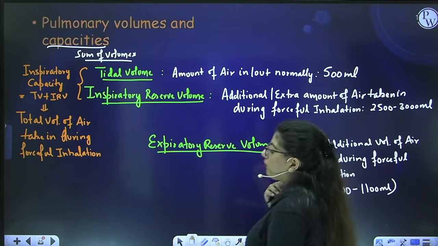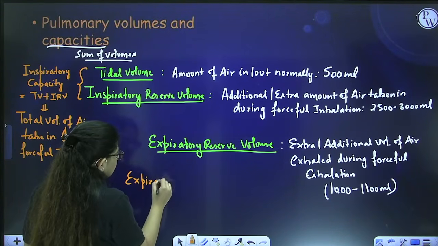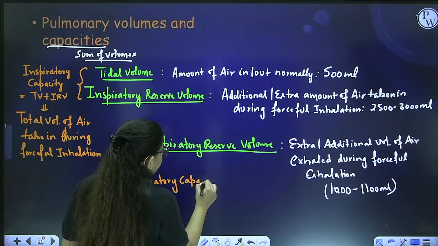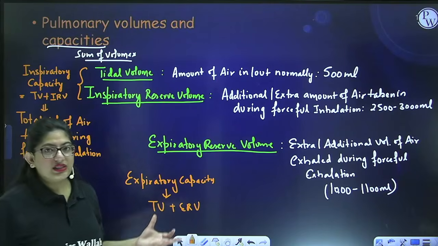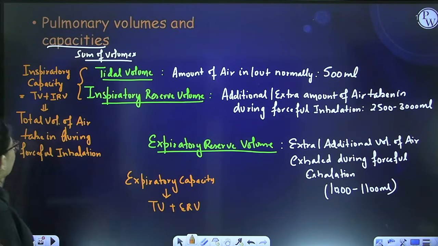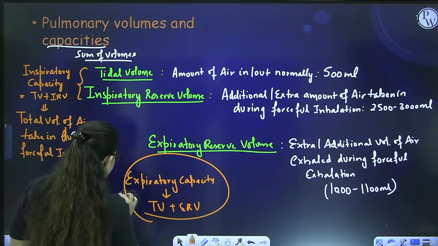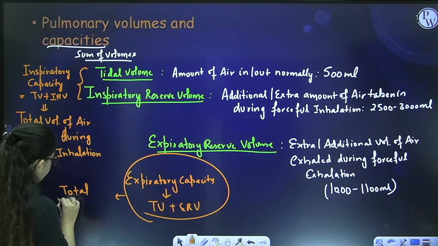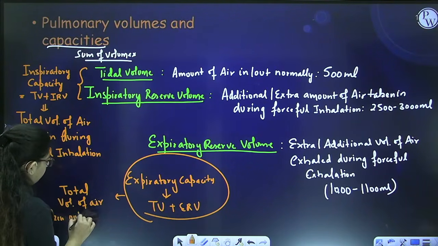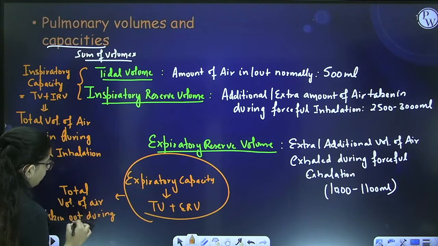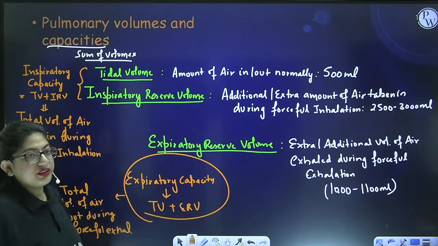Right? So what will be EC, expiratory capacity, guys? Expiratory capacity will be tidal volume plus ERV. Okay, so what does it say? This will be the total volume of air taken out during forceful exhalation. Right? This is the capacity.